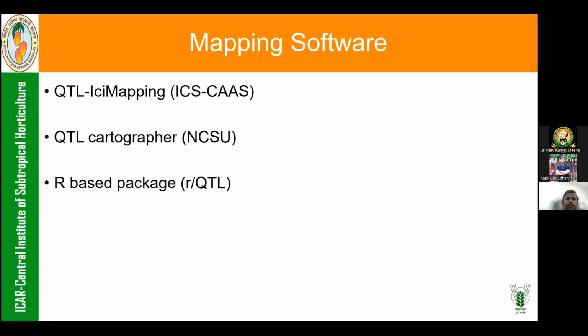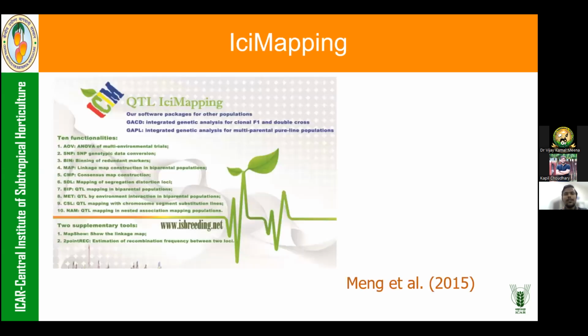It is the most recent and most robust, having lots of models for different calculations and mapping, and populations of different kinds can be utilized for mapping by using IciMapping. Here I'll show how to use IciMapping for QTL mapping studies.